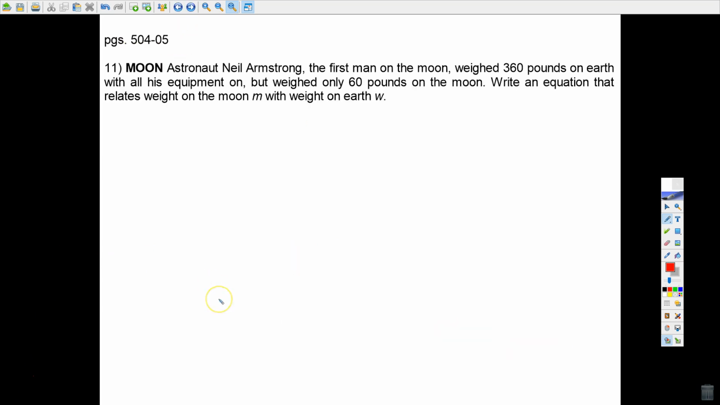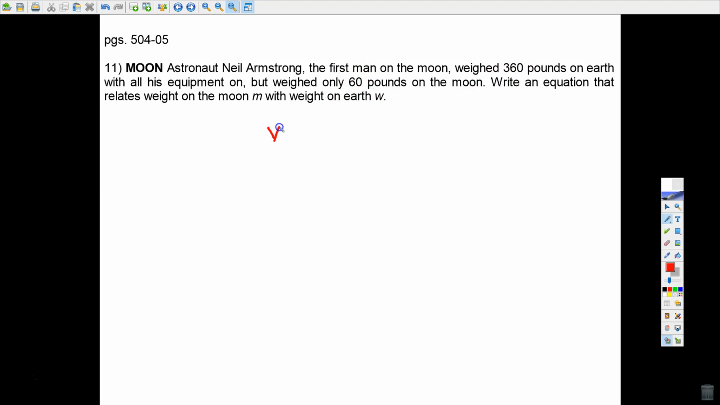Okay, our next problem is this word problem, number 11. Neil Armstrong, who was the first man on the moon, weighed 360 pounds on Earth, but only weighed 60 pounds on the moon. And we're supposed to write an equation that relates his weight on the moon to the weight on the Earth. Well, this is direct variation, because as his weight on the Earth increases, his weight on the moon would also increase. It's just by a fraction. So they are both moving in the same direction, which is basically the definition of what direct variation means.